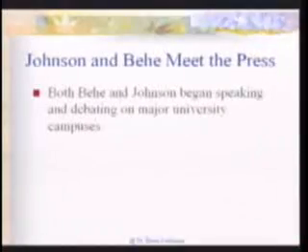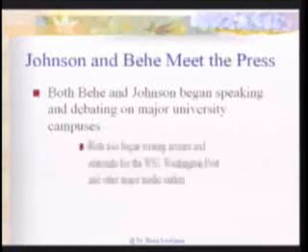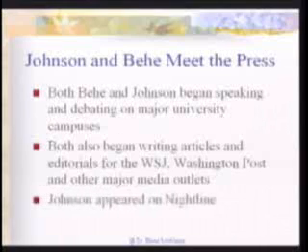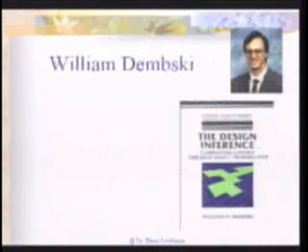So, with this as a background, Behe and Johnson began speaking, debating on major universities. They began writing articles, editorials for the Wall Street Journal, Washington Post, and other major media. They appeared on different shows and got the word out. So that's irreducible complexity.